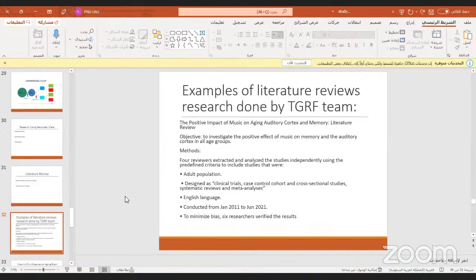The title is The Positive Impact of Music on Aging Auditory Cortex and Memory. Objective: to investigate the positive effect of music on memory and the auditory cortex in all age groups. The method: 4 reviewers extracted and analyzed the studies independently using predefined criteria to include studies that were of adult population, and multiple studies were reviewed from different study designs like clinical trials, case controls, cohort and cross-sectional studies, and systematic reviews and meta-analyses conducted from 2011 to June 2021. To minimize the bias, 6 researchers verified the result.